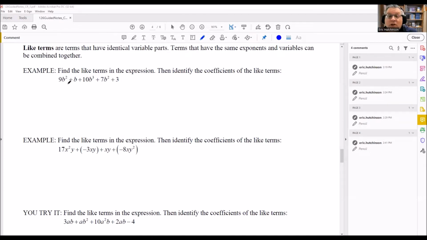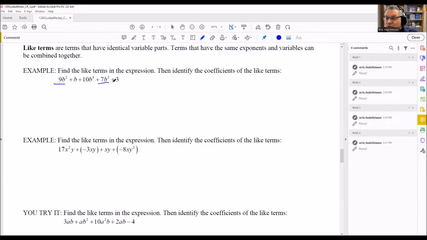All right, so the like terms in this one would be these two, because this has a b squared and this has a b squared. Now, do we have any other ones? B to the first power and b to the third, those are not like terms. A b and a b squared are not like terms. So it's not just the same letter, you have to have the same power on that as well.